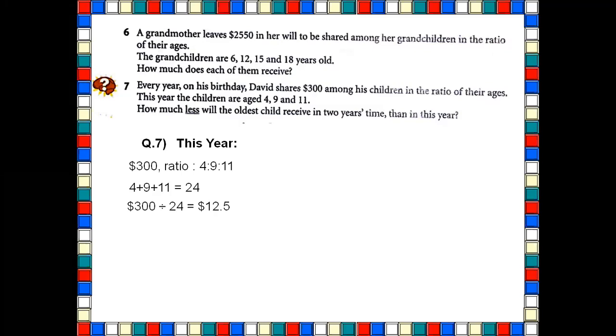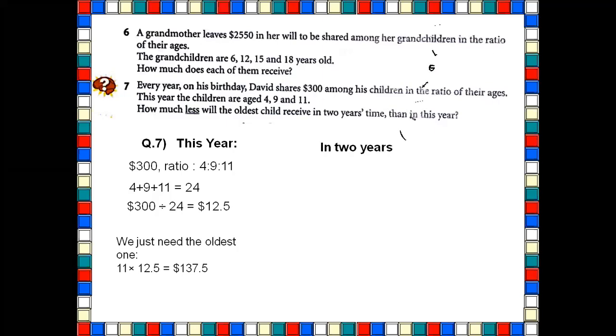So let's start with 4. 4 times 12.5 is 50. But look at the question again: it cares about how much less the oldest child receives. So the 4 and the 9 are not necessarily needed. We just need the oldest one, who is 11. So we multiply 11 by 12.5, which is 137.5. Thank you so much, Zena.